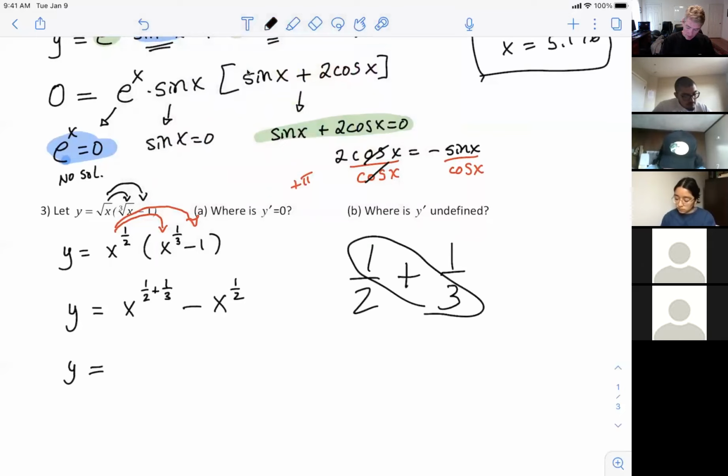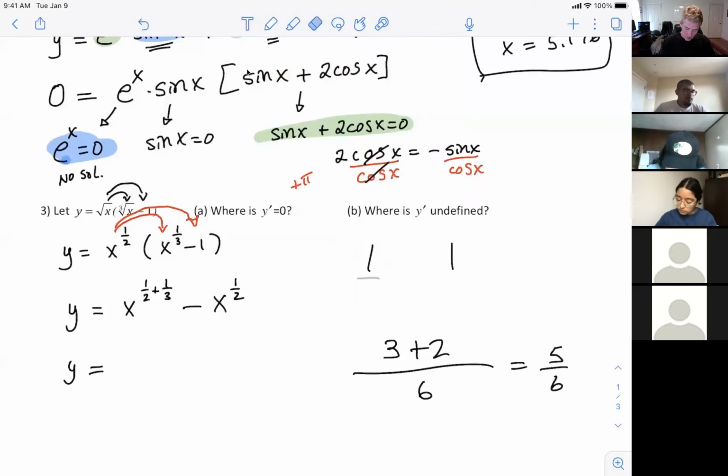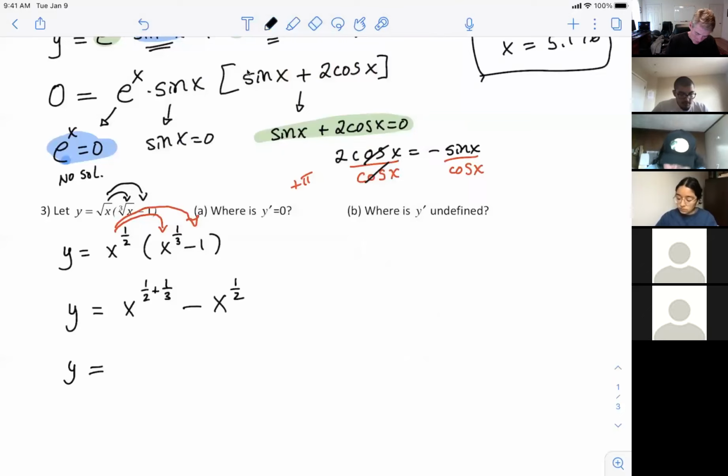You could do this way. So 3 times 1 is 3. 2 times 1 is 2. And then multiply on the bottom is 6. So that's going to be 5/6. So its exponent is 5/6. Okay, so that 3 steps of algebra is going to make taking the derivative much easier.